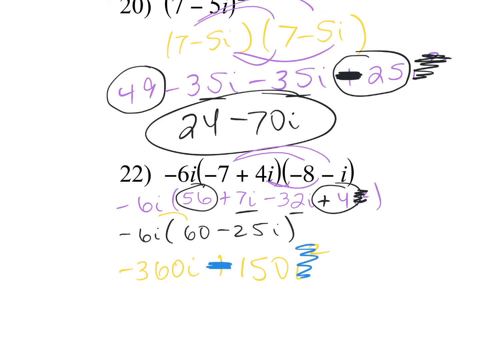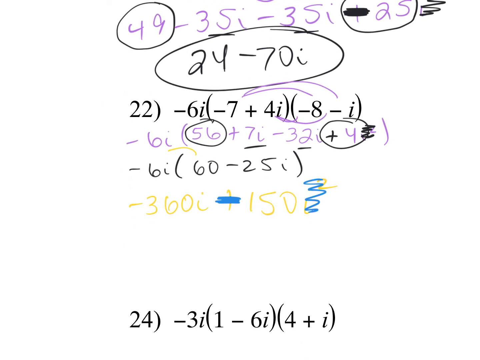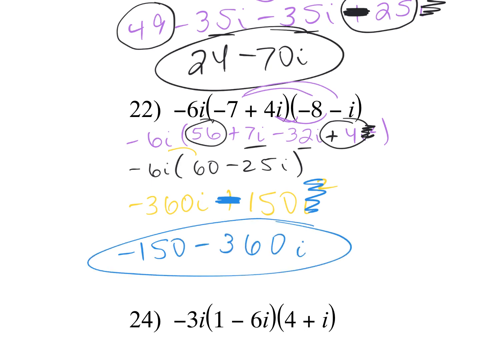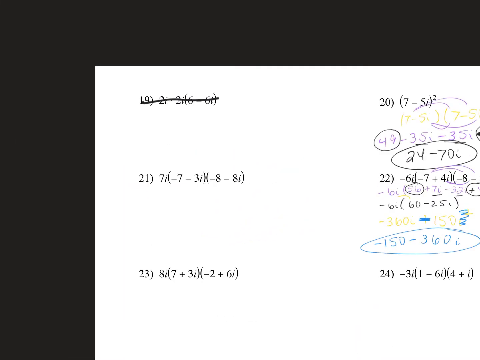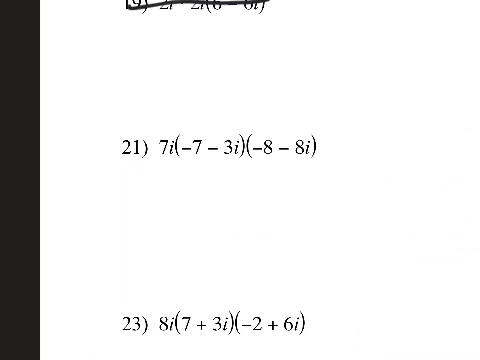Now, how do I write my answer here? I can't combine anything else. How do I write my answer? Negative 150 minus 360i. You must write with the real part first. Has to be in standard form. All right, let's come over here. Same kind of problem. Guys, this is tedious. I get that. We've got to practice this so we don't make mistakes.